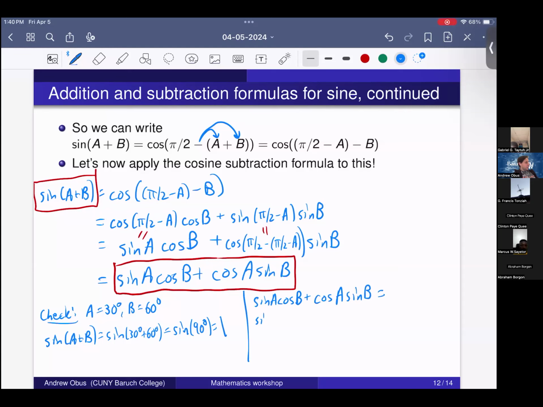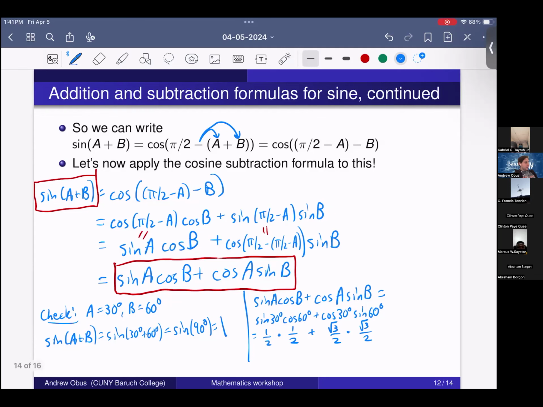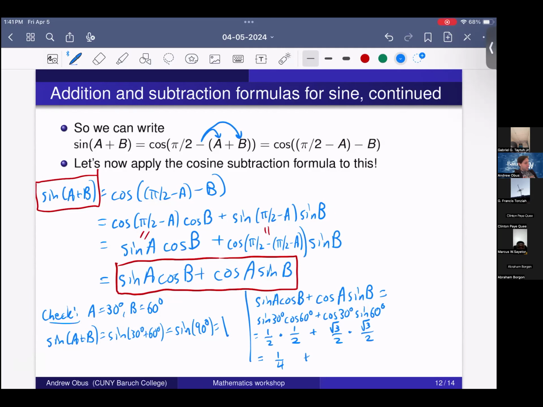Well, this is equal to sine of 30 degrees cosine of 60 degrees plus cosine of 30 degrees sine of 60 degrees, right? And what is this? Well, sine of 30 degrees is 1/2. Cosine of 60 degrees is also 1/2. Plus cosine of 30 degrees is square root of 3 over 2. Sine of 60 degrees is square root of 3 over 2. So this comes out to be 1/4 plus root 3 over 2 times root 3 over 2 is 3 over 4. And that turns out to be 1.